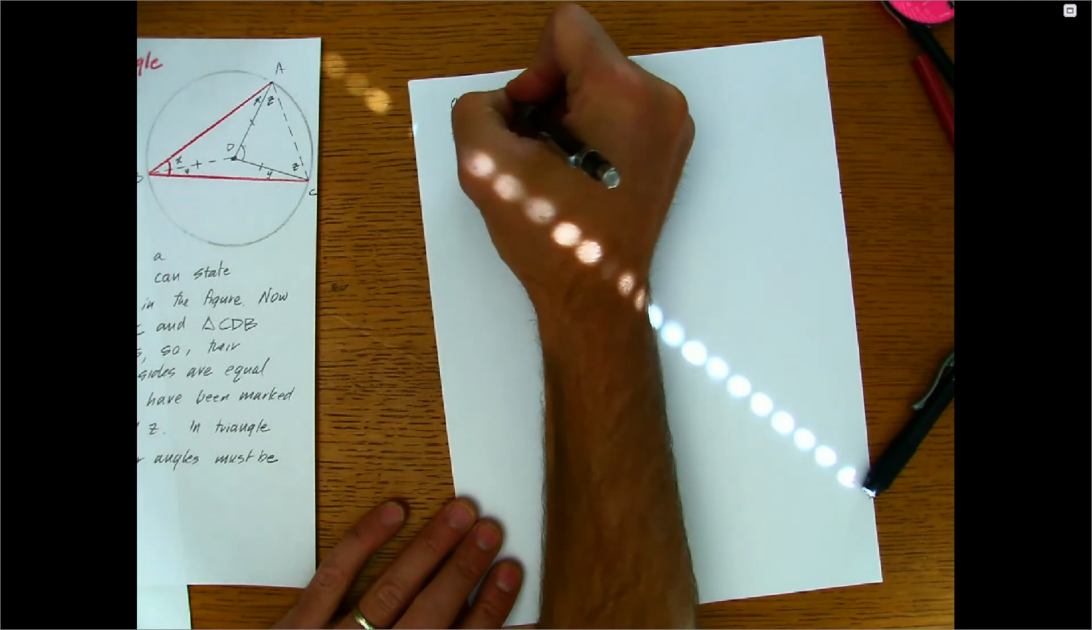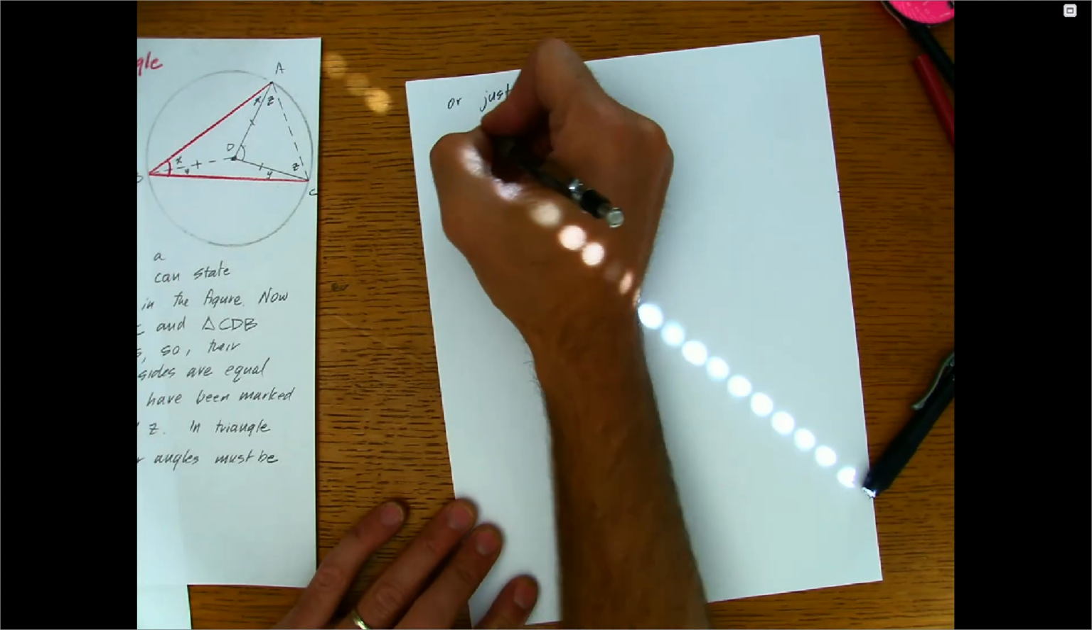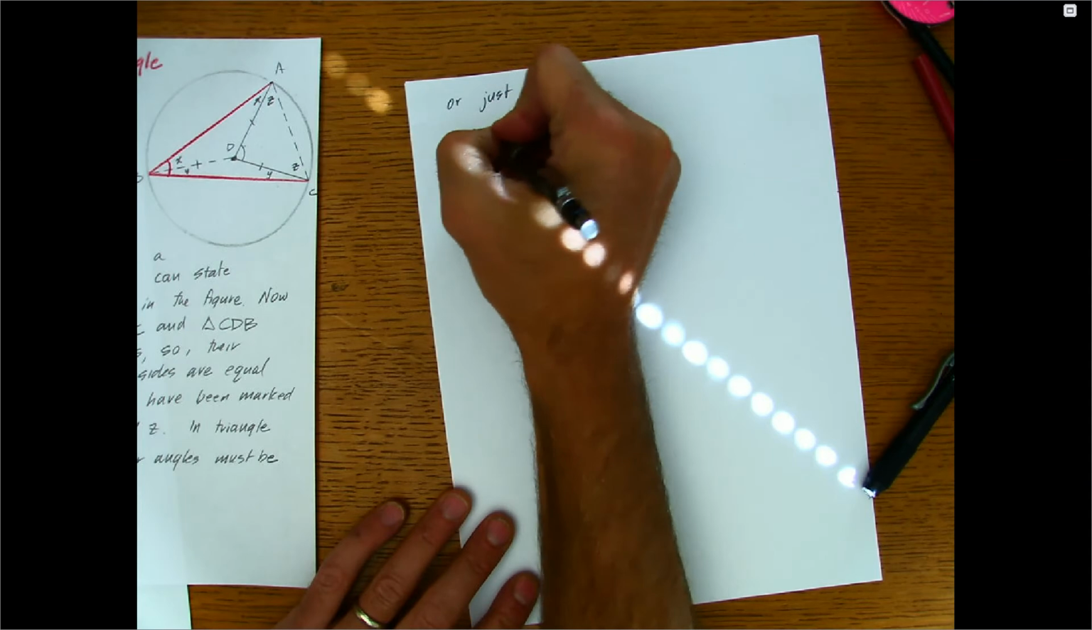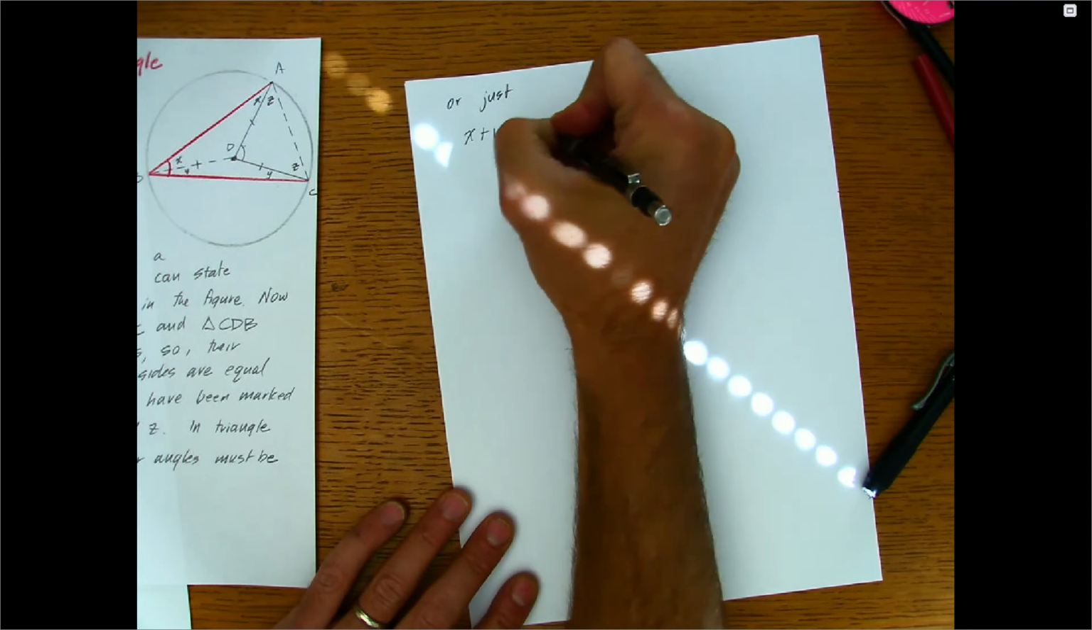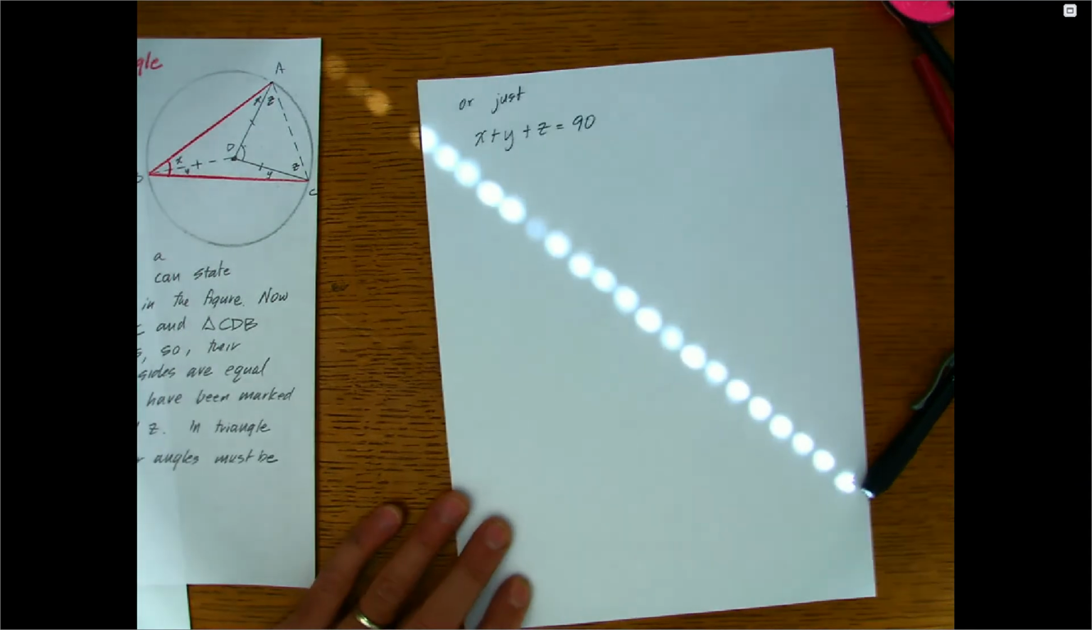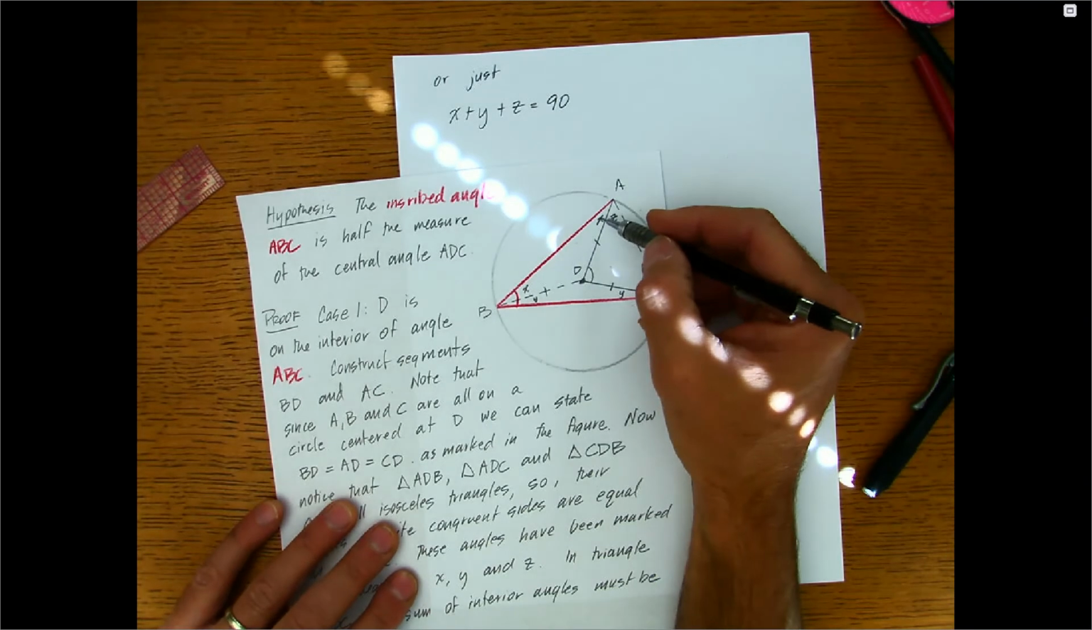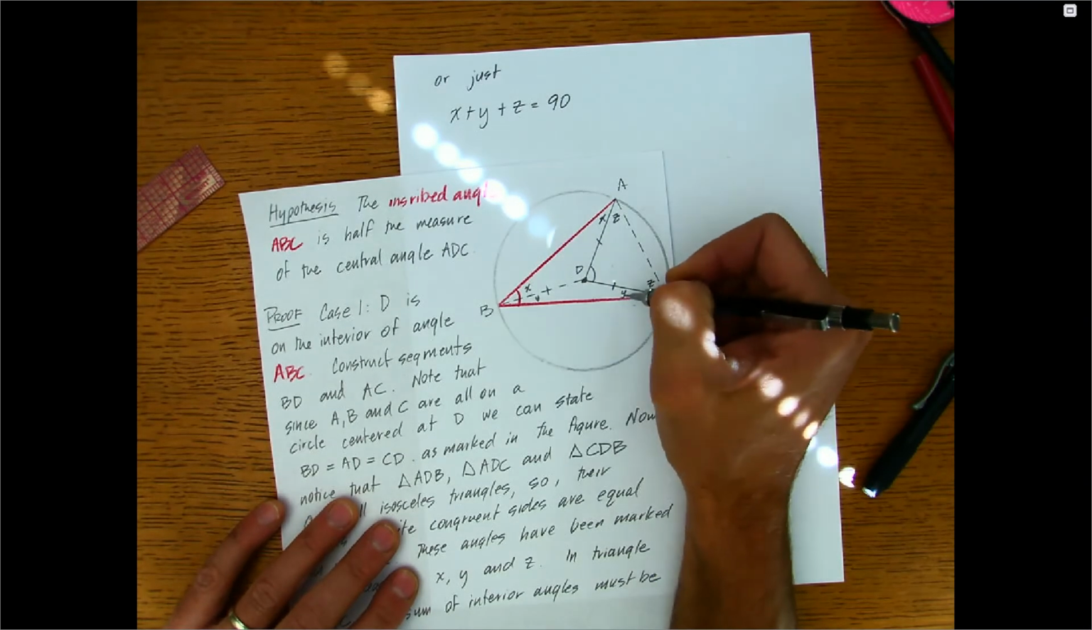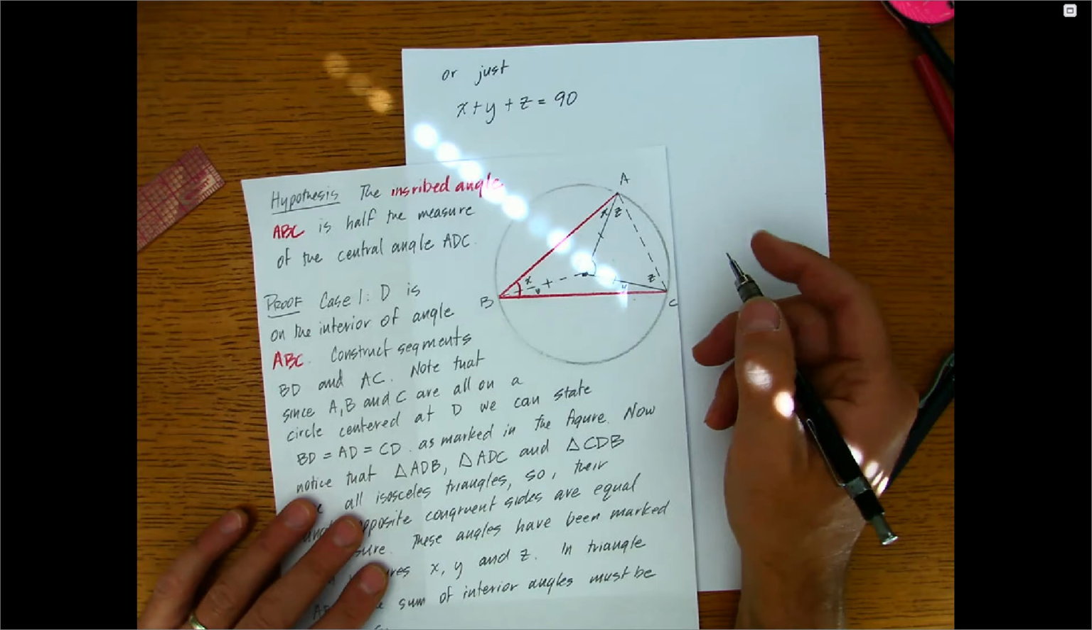Or just X plus Y plus Z must be equal to 90. That's a surprising fact in itself. I don't know if it is to you, but if I take one of these angles, one of these angles, and one of these angles and put them together, I'd form a right angle.